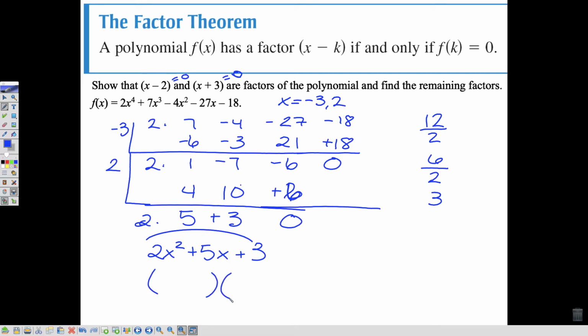God, I hate doing this. Me too. No, 2 and 3, because they're adding. So 2x and x and 3 and 1. I absolutely hate doing that. I cannot comprehend what you do to get that. Yeah, I stopped.